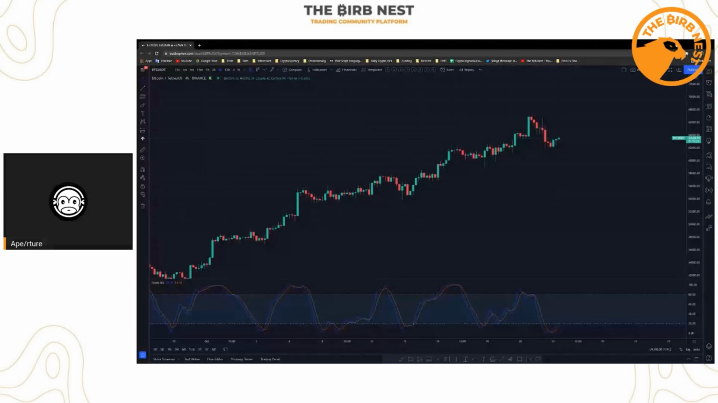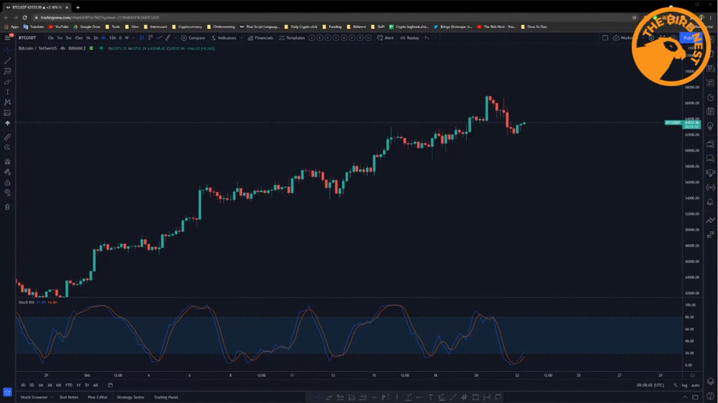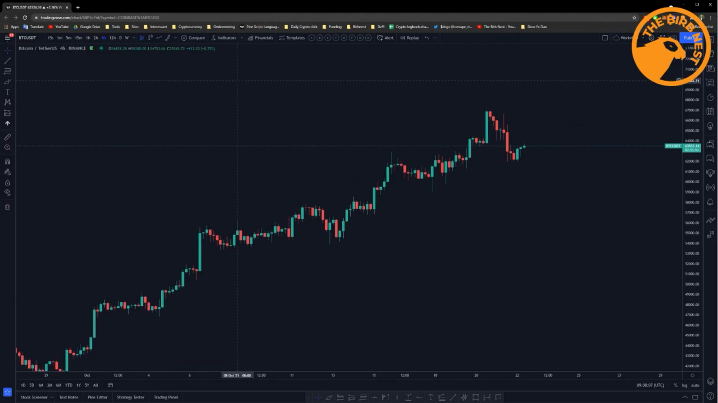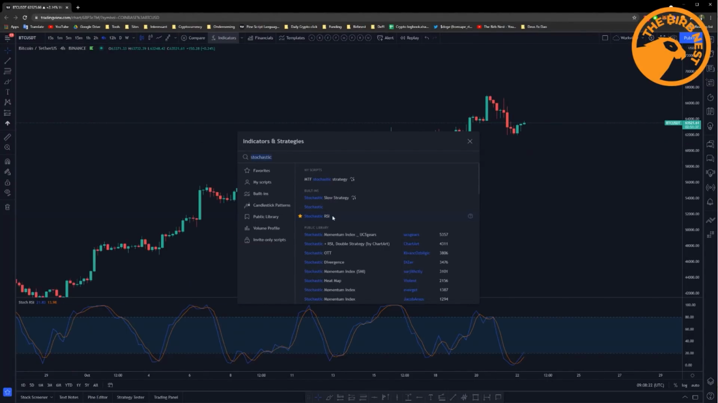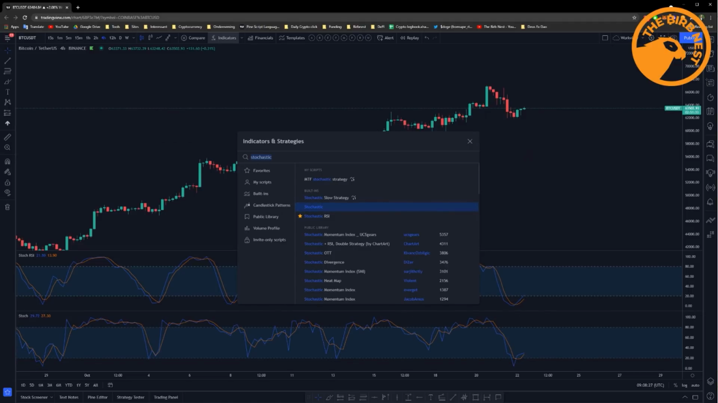Okay, let's take a look at the Stochastic RSI. I have it on the screen here, but you can add it by using the indicator menu here and typing in Stochastic RSI. And don't use the normal Stochastic. This webinar is about Stochastic RSI, but I will add the Stochastic and I will also add the RSI, the normal relative strength index.